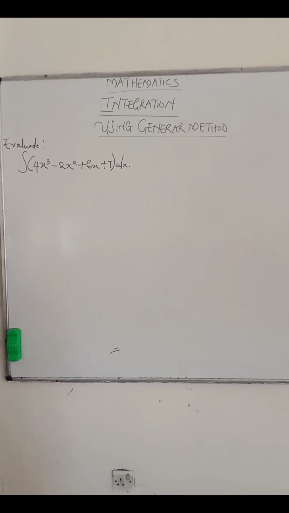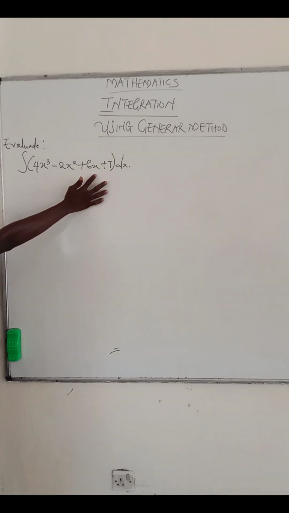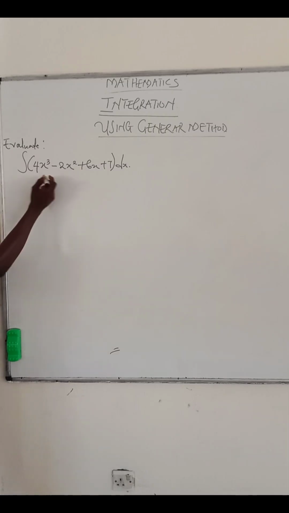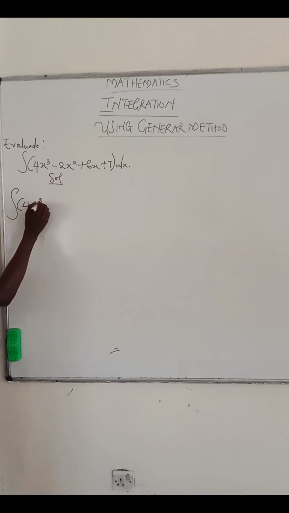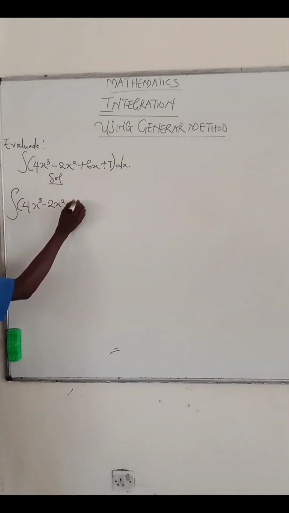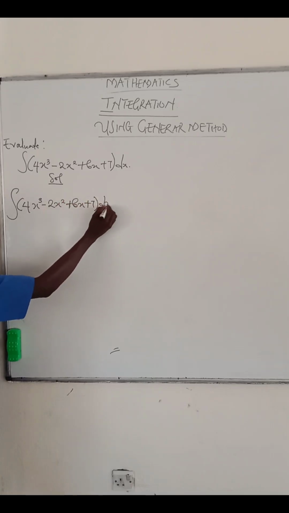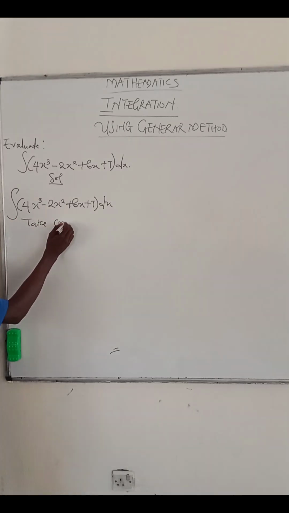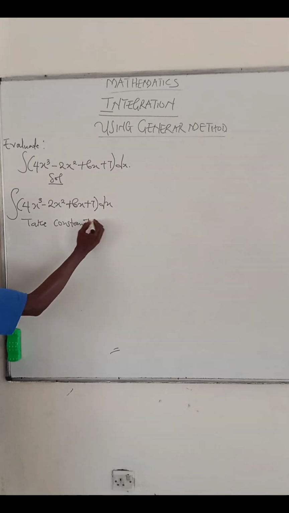Using the general method, you can see that 4 is the coefficient of s cubed, 2 is the coefficient of s squared, and 6 is the coefficient of s. So how are you going to solve this? You are going to bring the constants out. So solution: integral of 4s cubed minus 2s squared plus 6s plus 7 dx. So the next thing you do, take the constant out. Let me write it. And I've already told you what we mean by constant.